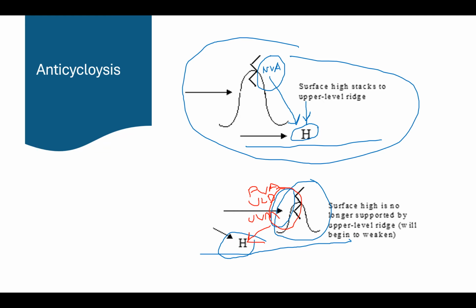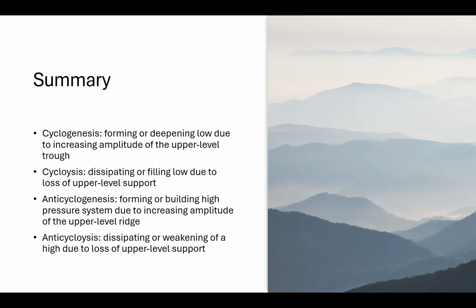The surface high is no longer supported by the upper level ridge at 500 millibars, and it'll begin to weaken.